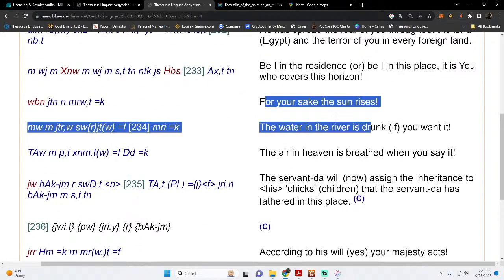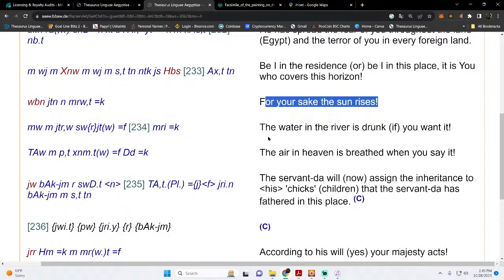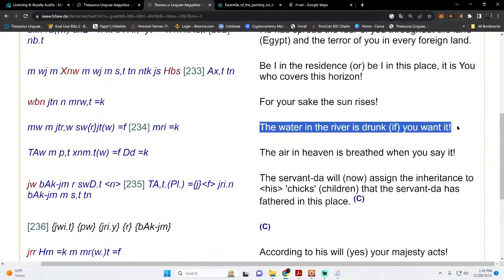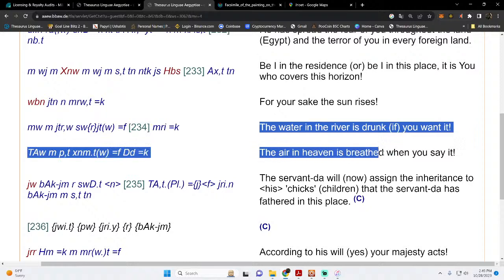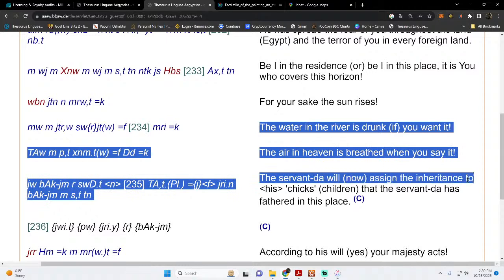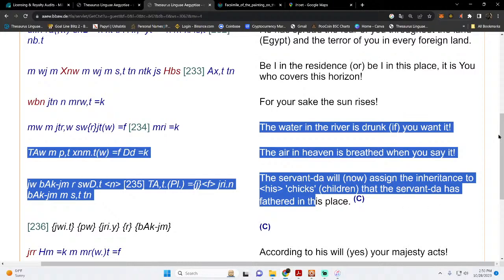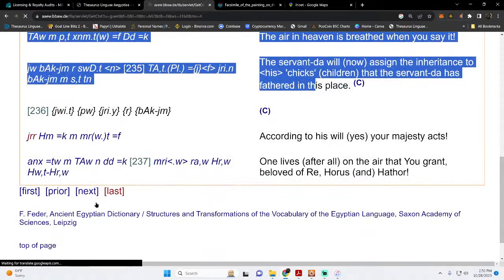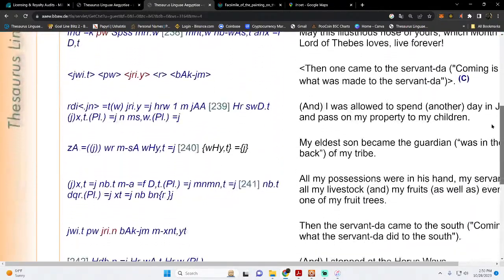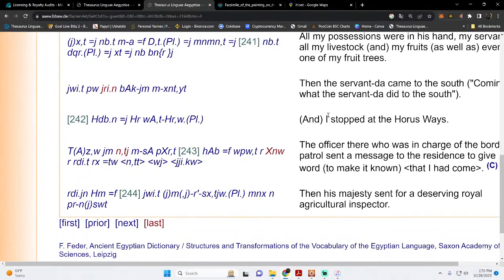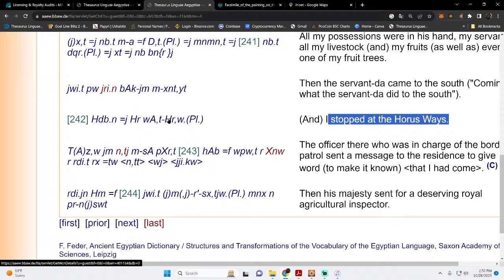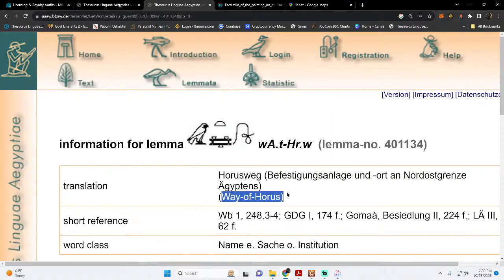It says, for your sake the sun rises, the water. But at that point, he's talking to Ra. But still, the water in the river is drunk if you want it. Remember we talked about that? The air in heaven is breathed when you say it. The servant Da will now assign the inheritance with children that the servant Da has fathered in this place. Okay. Man, I read this for about 35 hours. I skipped through it and still haven't got to the part I want to read. Now he stopped on the way of Horus. See? So we even know which way he took through Canaanite territory. The way of Horus, we know where that is.